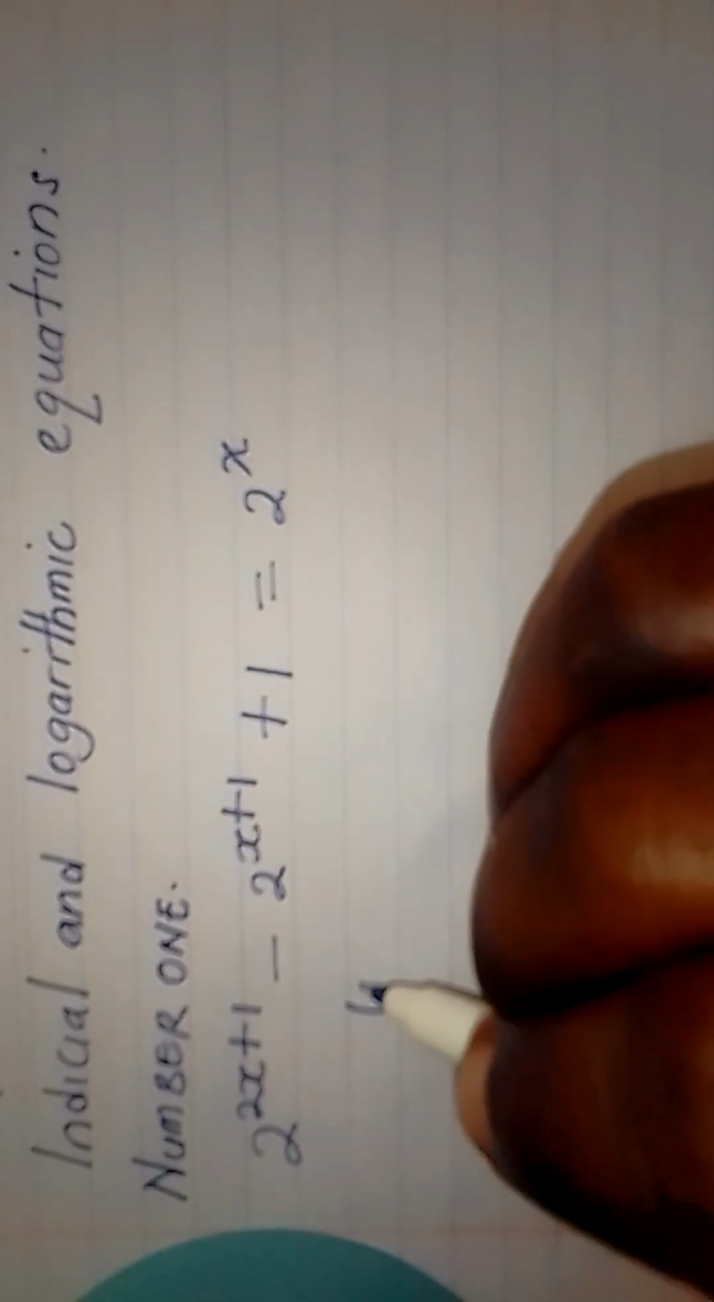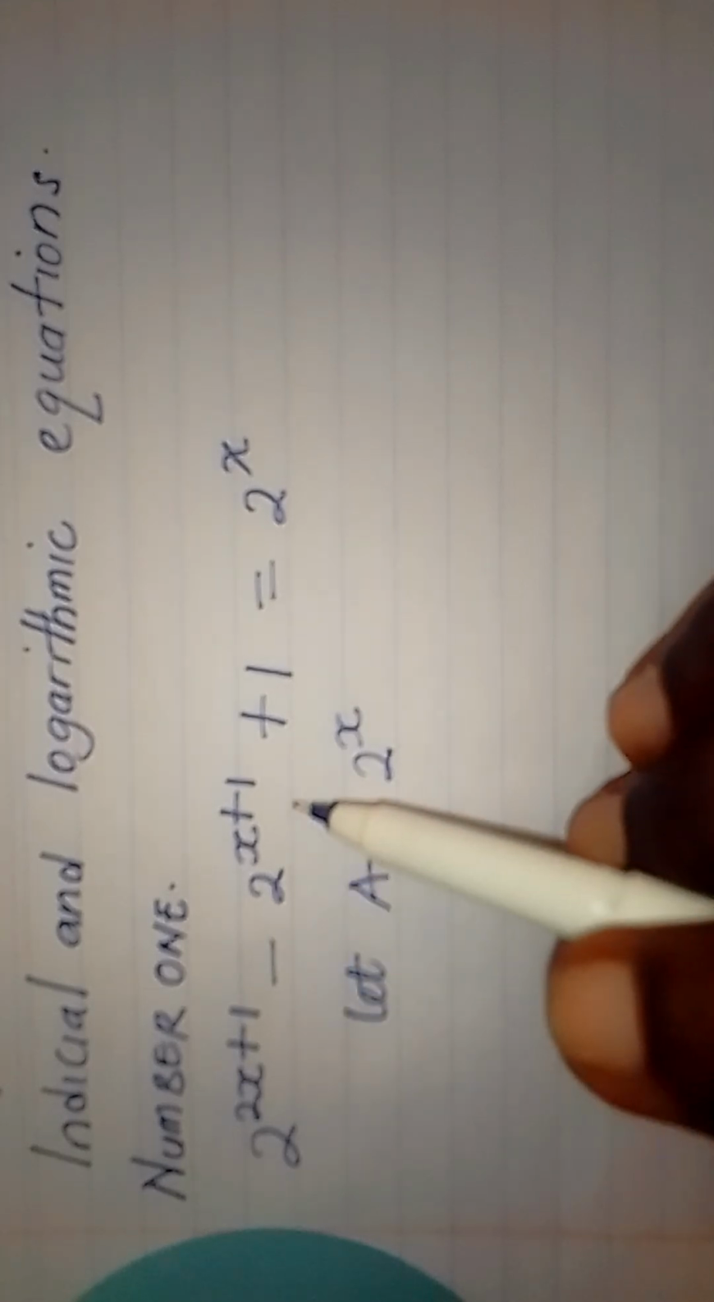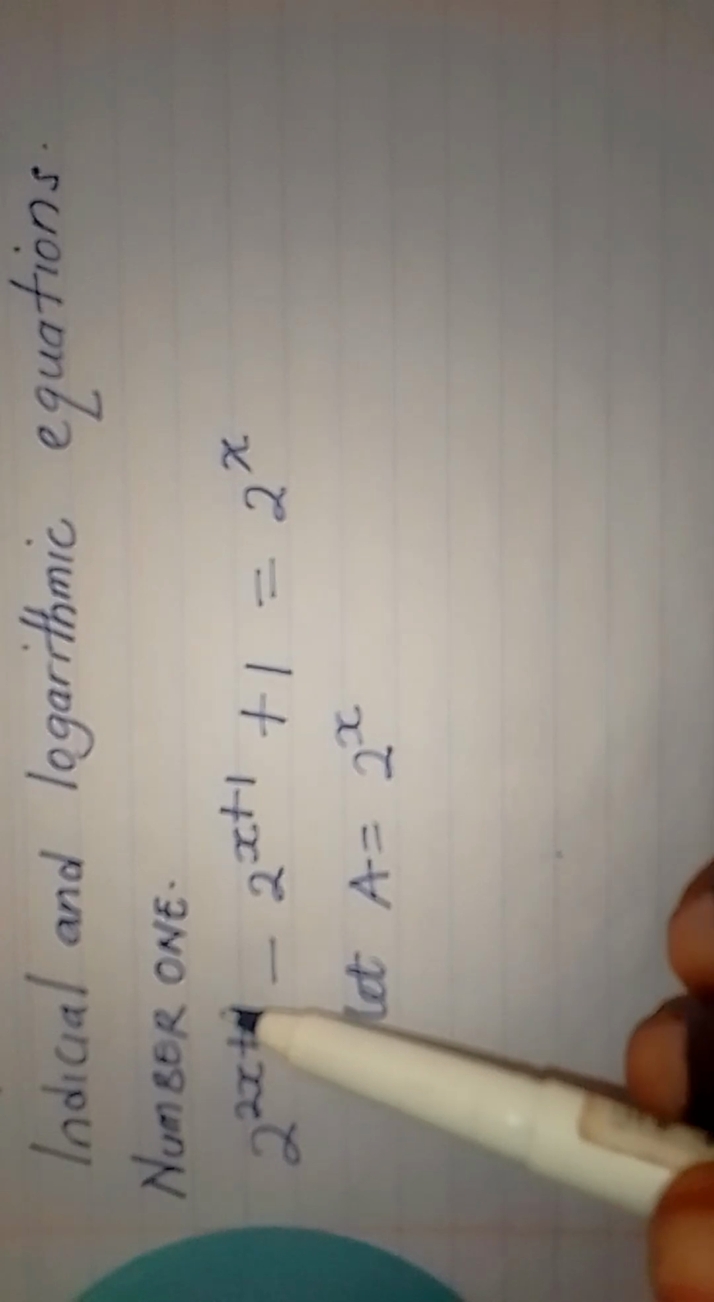the whole equation. Now here, the simplest index we can use is 2 power x. And we are going to select a equals 2 power x, because 2 power x is the simplest index we can obtain from this indicial equation. Now, we are going to express each part of the indicial equation in terms of a, which is also in terms of the simplest index.